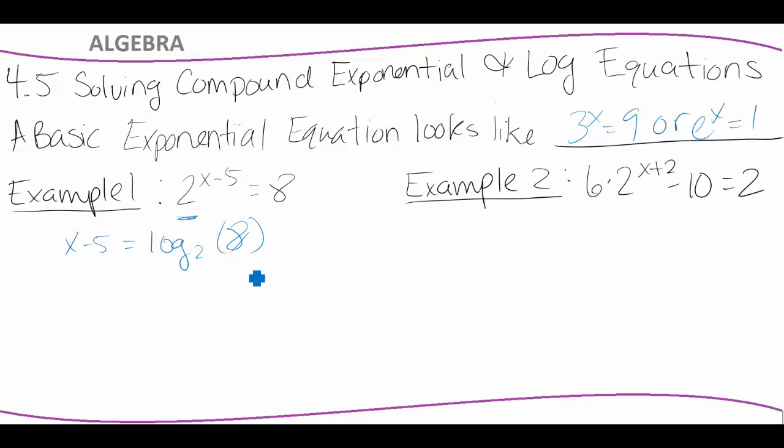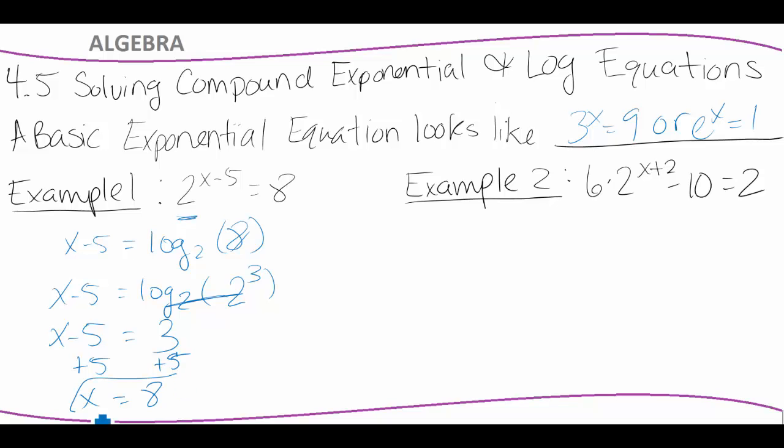And now I'm going to convert this 8, because I know this 8 is 2 to the third. So we're going to have x minus 5 equals log base 2 of 2 to the third. And so these bases are going to cancel. We're going to get x minus 5 equals 3. And now we can just solve like a regular equation. So we add 5 on both sides, and we get x equals 8.